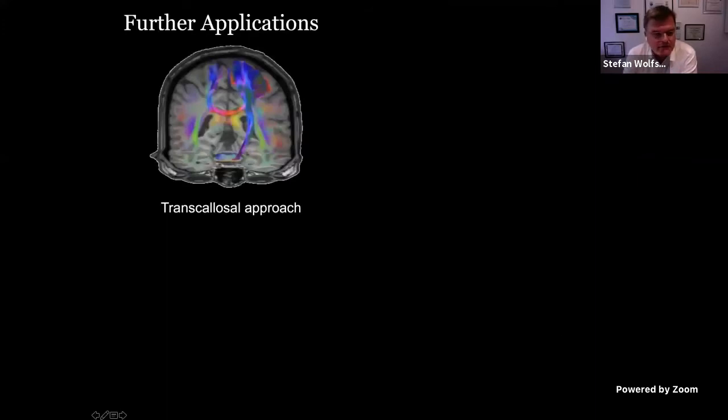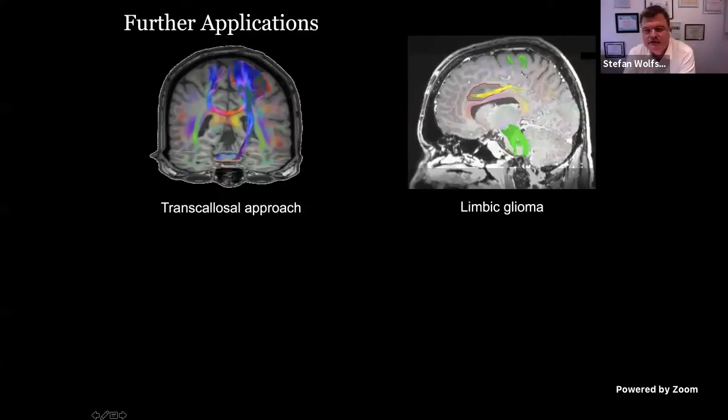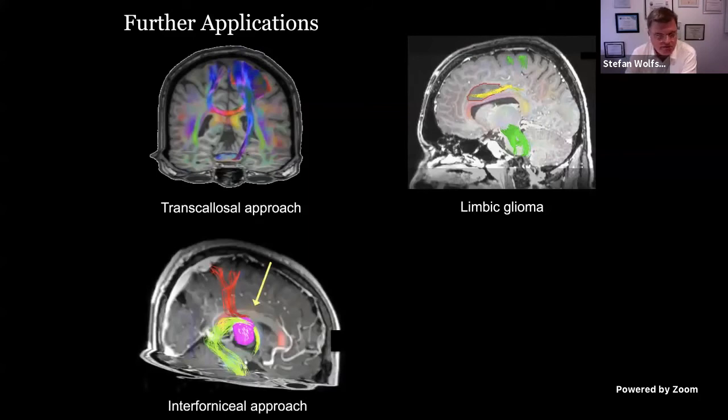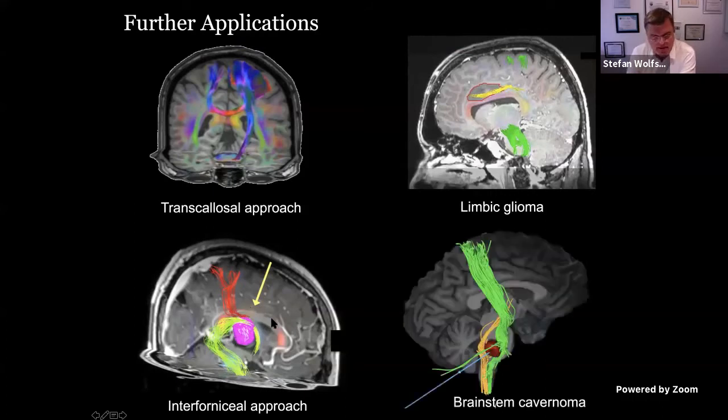Okay, so for the sake of time, just some further applications where we use DTI tractography. If we do a transcallosal approach, we always try to avoid fibers that cross the precentral gyri over the corpus callosum, so we stay in front. We all know that, but now we can even track those fibers. When we do limbic gliomas, we trace typically the cingulum, and we try to preserve those fibers as much as possible. That was quite a rare one, an interforniceal approach with, it's actually a meningioma in the third ventricle, interforniceal approach where we had a fiber tracking.